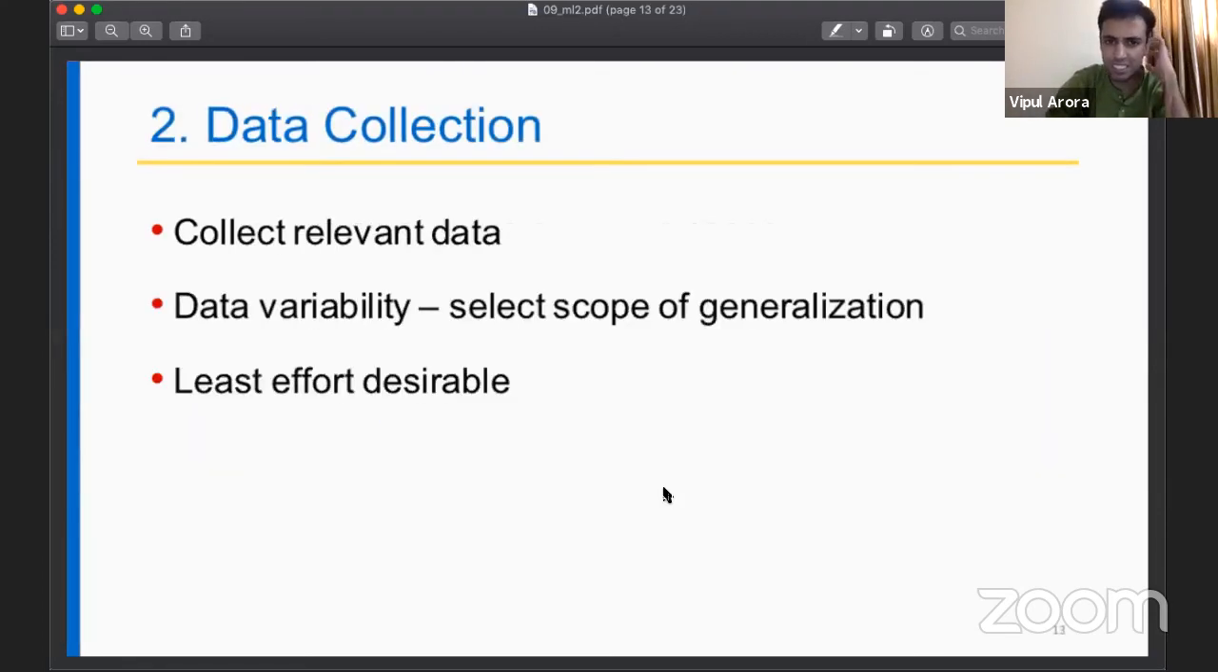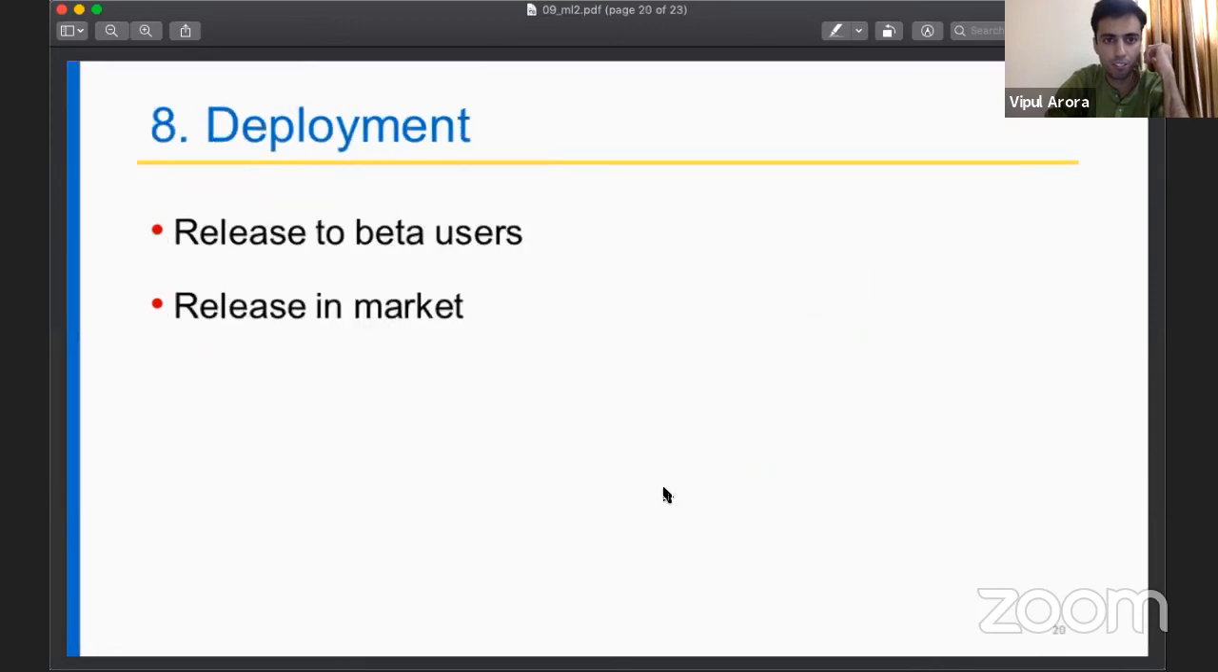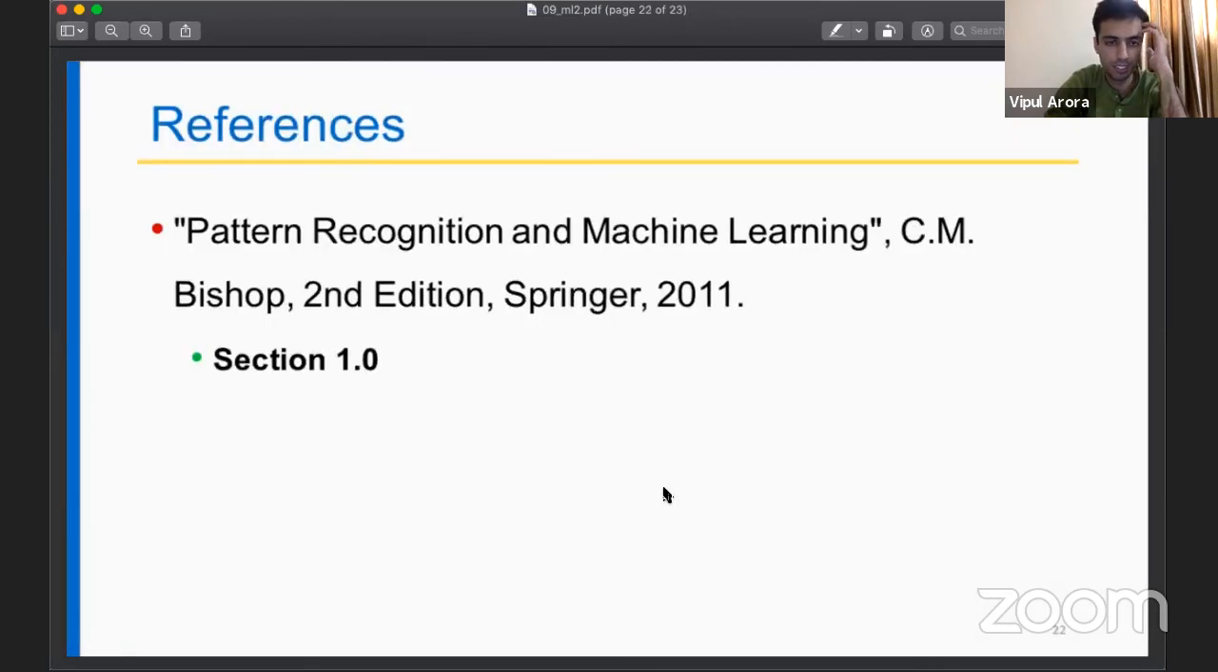Okay. Then there are some typical steps. I think you have heard this in the lecture. I will just not read it because I have only 5 minutes left. I will discuss the assignment with you. Pattern Recognition and Machine Learning. Same book, chapter 1, section 1.